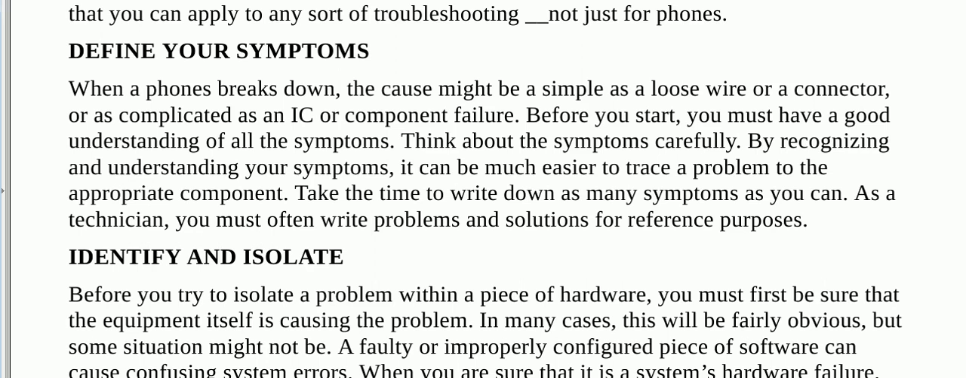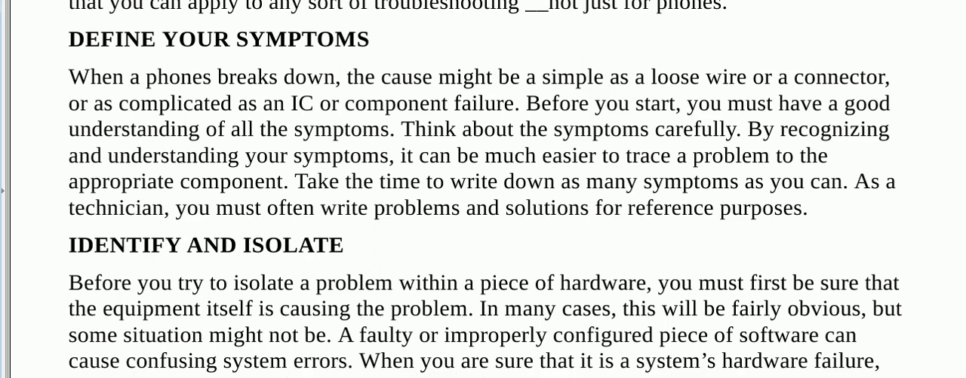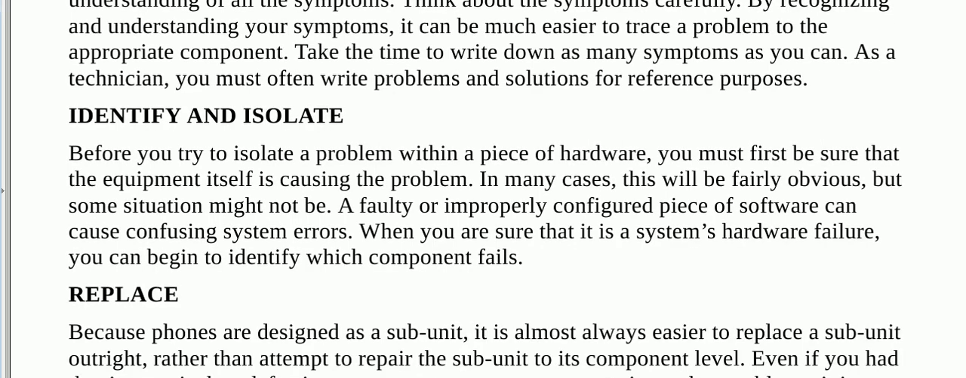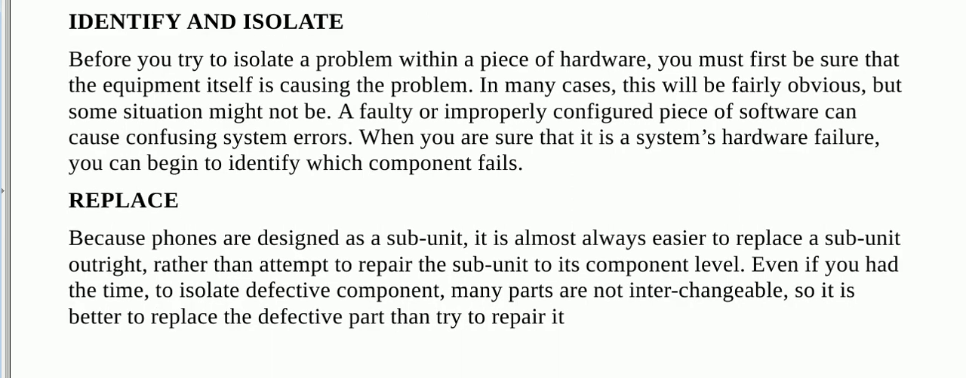Identify and isolate. Before you try to isolate a problem within a piece of hardware, you must first be sure that the equipment itself is causing the problem. In many cases, this will be fairly obvious, but some situations might not be. A faulty or improperly configured piece of software can cause confusing system errors. When you are sure that it is a system hardware failure, you can begin to identify which component fails.